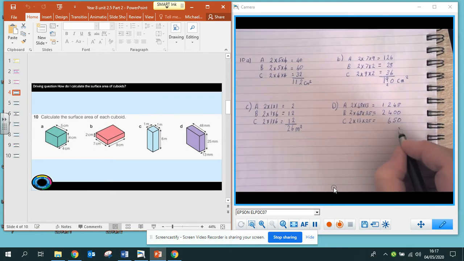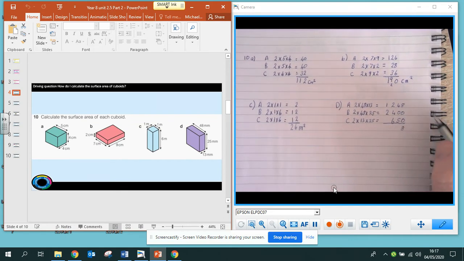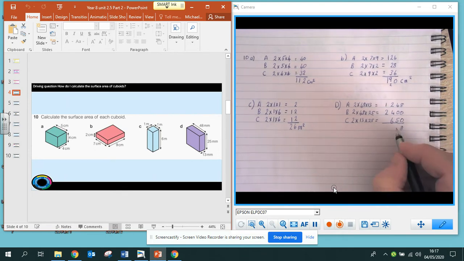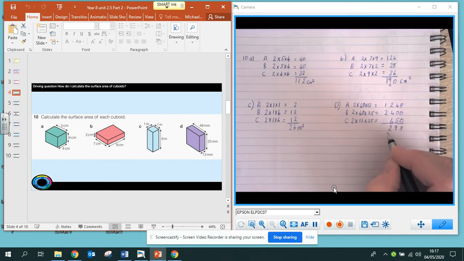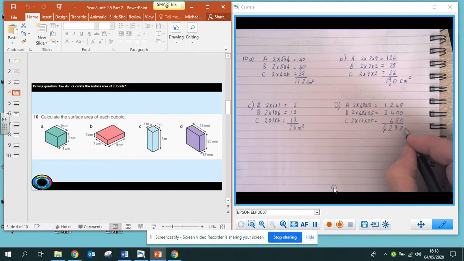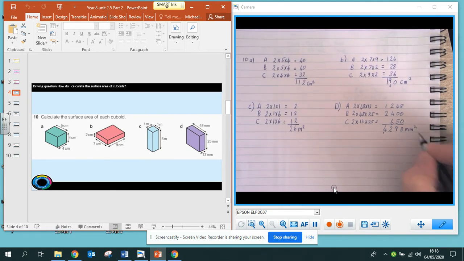8 and nothing is 8. 4 add nothing add 5 is 9. 2 add 4 is 6. Add 6 is 12. 1 add 2 is 3. And 1 I should have written down there is 4. 4,298. I look at the diagram. This is in millimeters, so my number is 4,298 square millimeters.